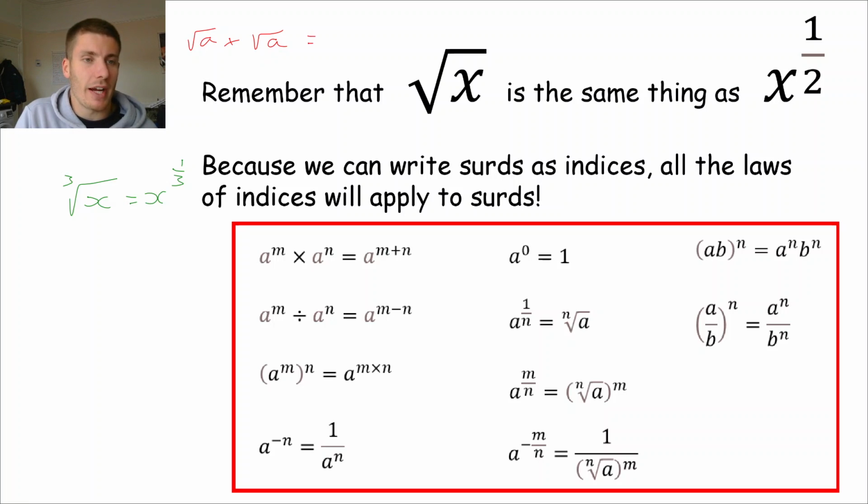So this we can rewrite. Root a is the same thing as a to the half, times by a to the half. And we know the laws of indices: when multiplying, add the powers. Half plus a half is 1, so it just gives you a. So you can see we can apply the laws of indices, everything here, to surds, because they are the same thing really, just written in different formats. This is written in surd format, this is written in indice format.